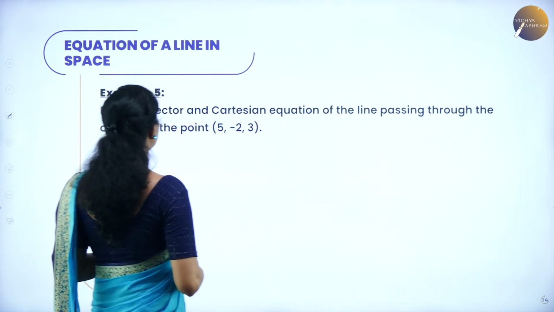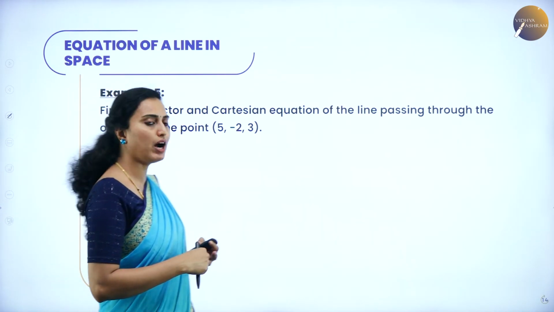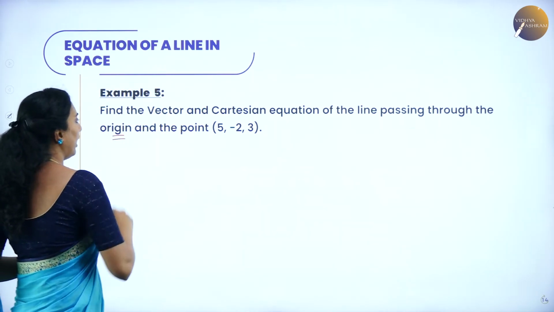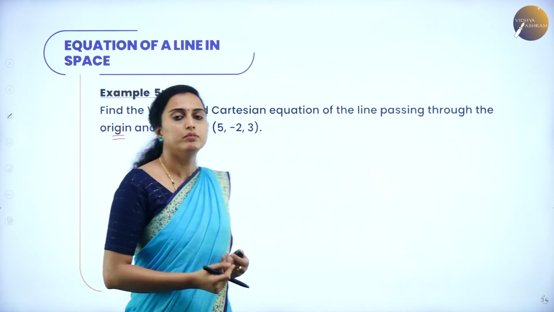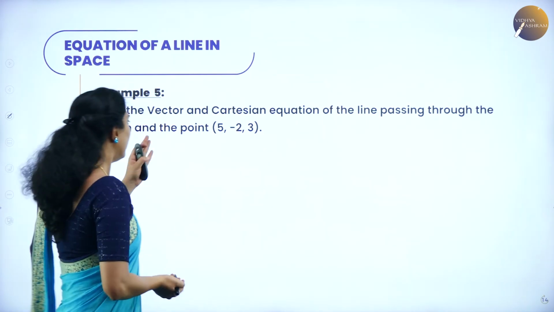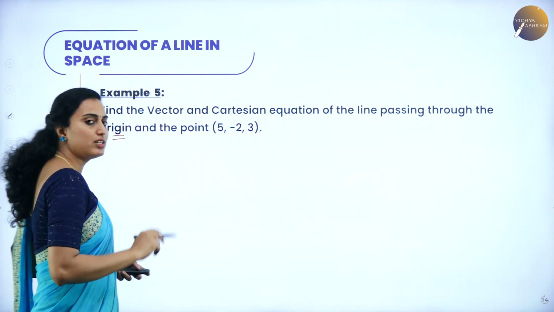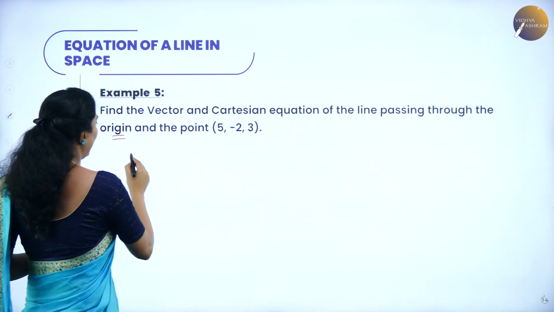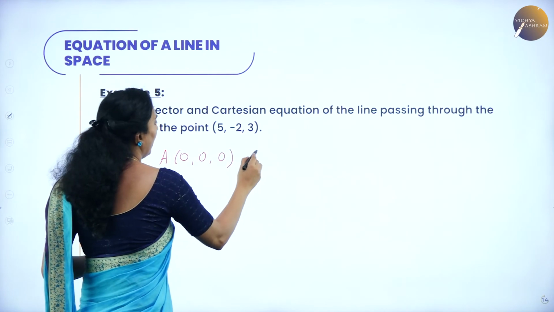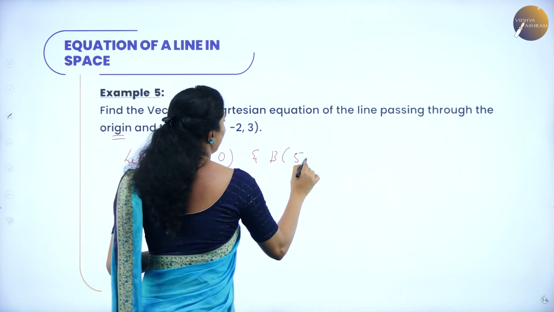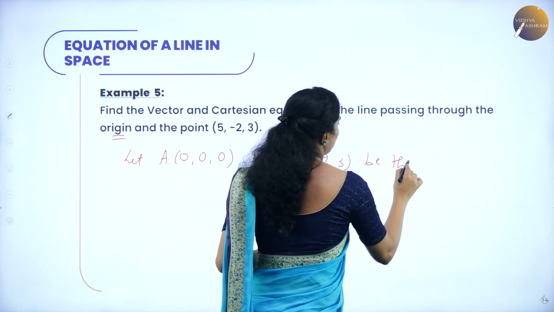Next, we'll be moving on to find the vector and the Cartesian equation of the line passing through the origin and the point 5, minus 2 and 3, isn't it? Passing through the origin they have given, and the point 5, minus 2 and 3. So, origin means what, dear students? 0, 0 and 0. So, let A be (0, 0, 0) and B be (5, minus 2, 3), the two given points.